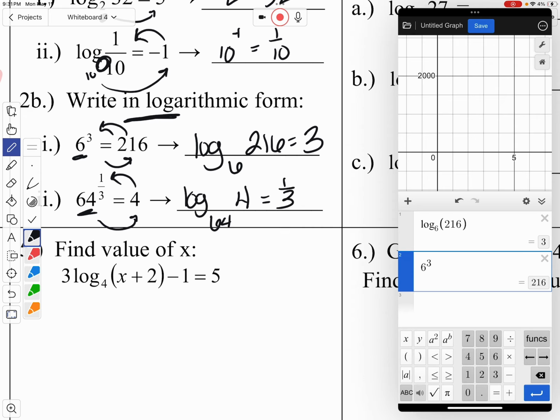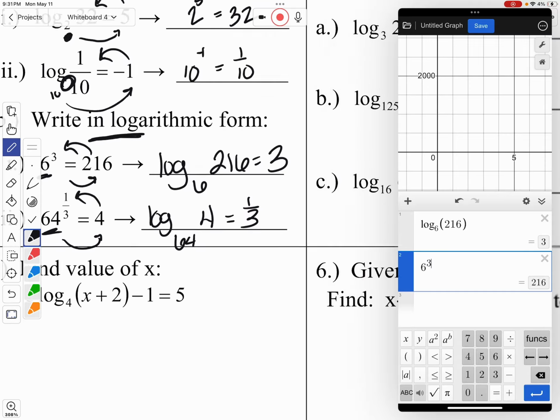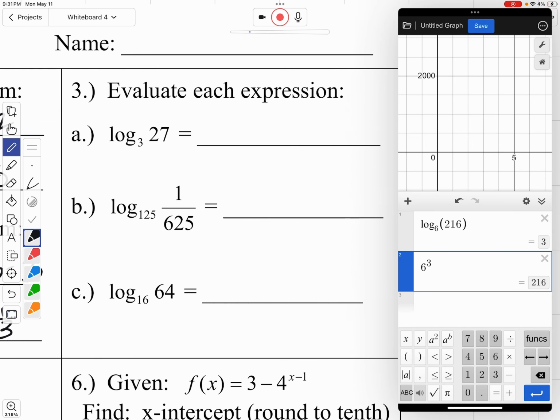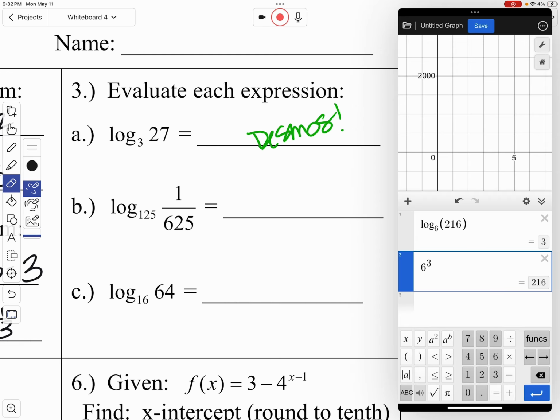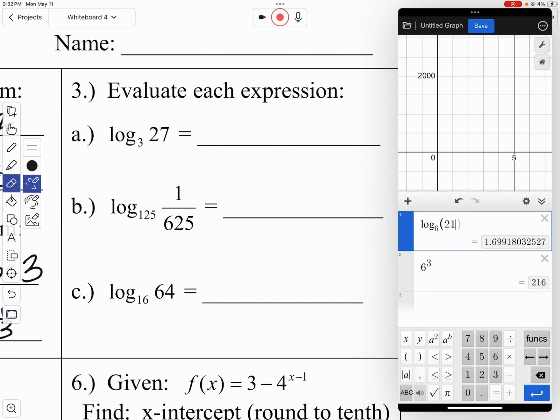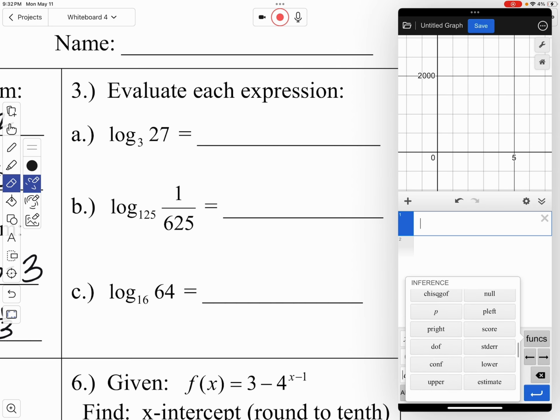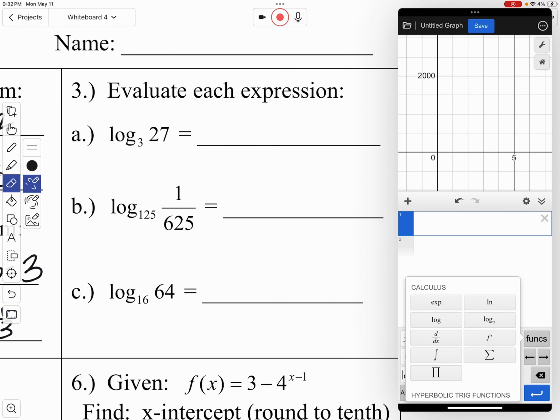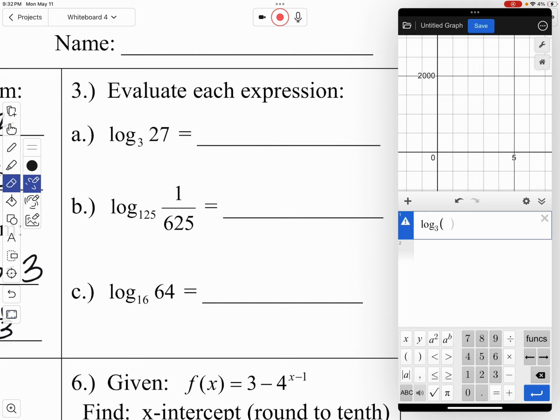These will show up. They'll ask you what's the inverse function. They'll ask you which statements are equivalent, those kinds of things. Evaluating, very, very basic. This is straight Desmos. You can put the whole thing in Desmos and it will spit out a value for you. So you come right in here and you say, let me just clear that out, log base 3 of 27, and it will give you those values.